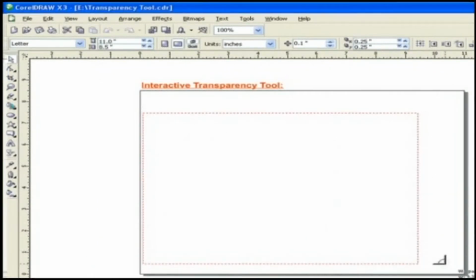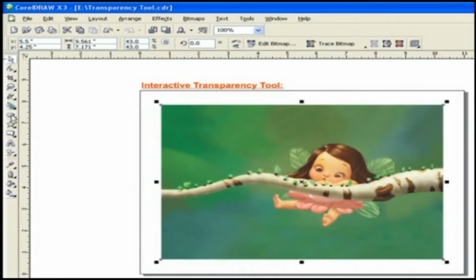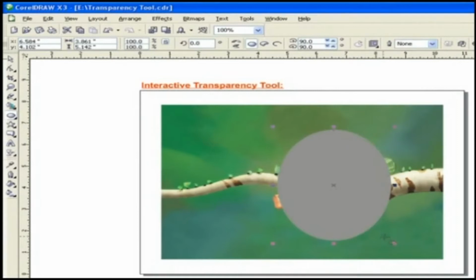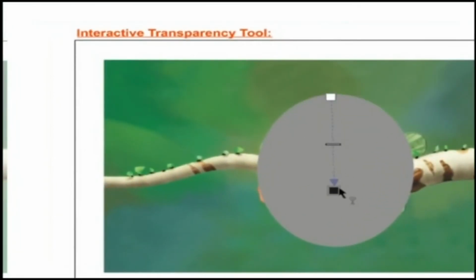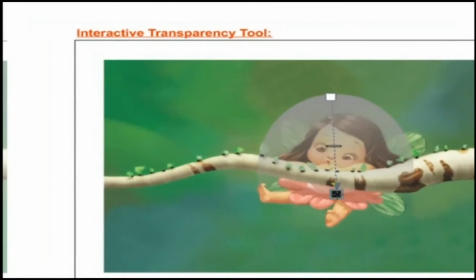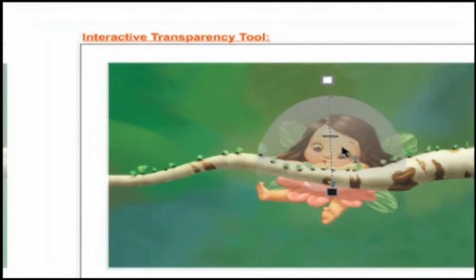Now put an object over it like this. Now, choose the Interactive Transparency tool from the toolbox. Just click on the object and drag the pointer without leaving the mouse button in any direction. Note the color of the object. It's reduced and now the object below is visible.